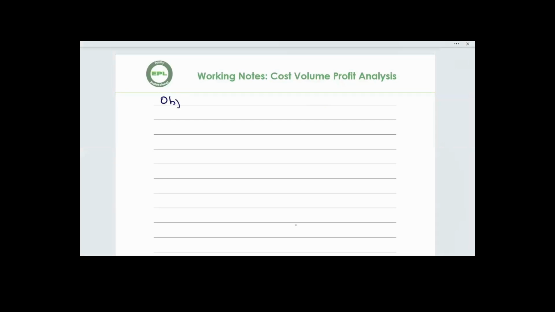Objectives of CVP analysis. There are 4 key objectives of CVP analysis. So I will mention each of them and I will give you the appropriate formula to use.